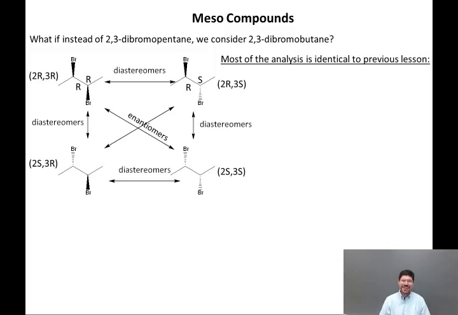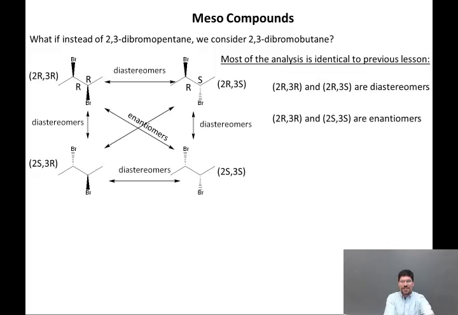So let's say instead of 2,3-dibromopentane, we consider 2,3-dibromobutane. We can make one of these charts showing the four possible structures, the 2R3R, 2R3S, 2S3R, and 2S3S. And we can show the relationships between them. Most of this analysis is identical to the previous lesson. So for example, the 2R3R and the 2R3S, these are diastereomers of each other. Okay, you have inverted only one stereocenter.